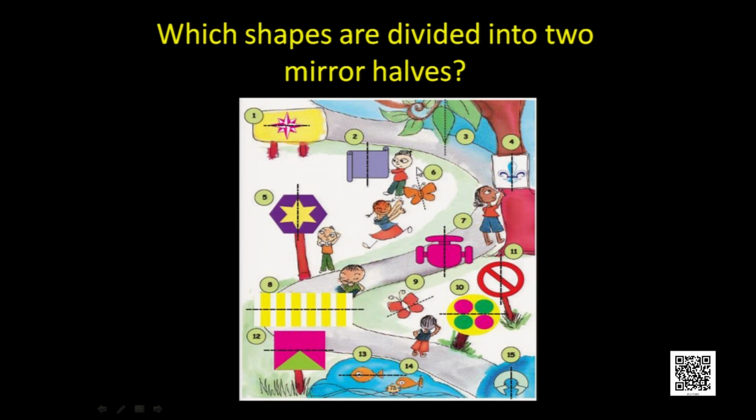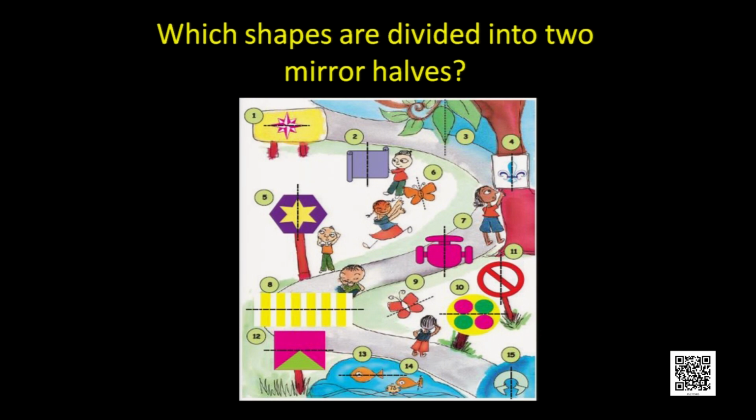Now you see this picture 5 star. If I fold this half part over the other, then it will cover exactly. So I can say this picture has mirror halves. Now you see this butterfly. If I fold it, the left part will cover the right part exactly. So this picture has mirror halves.